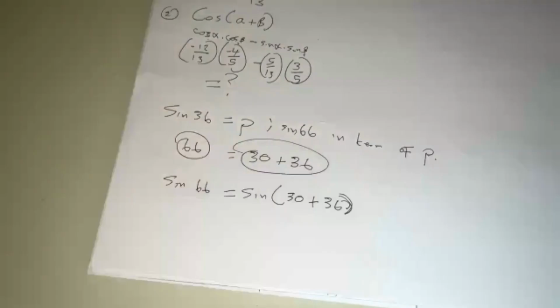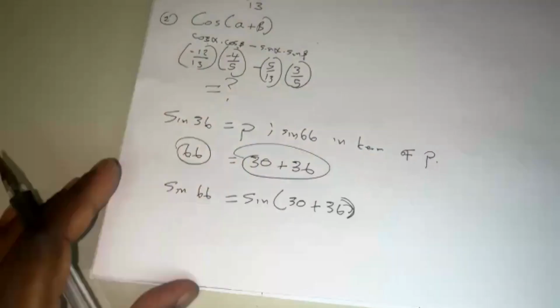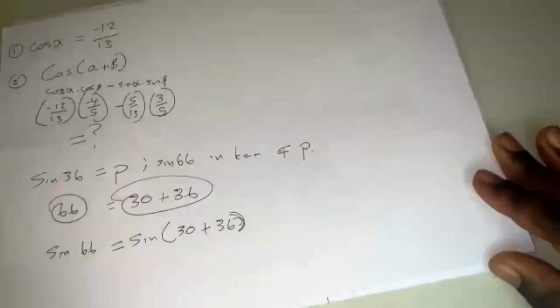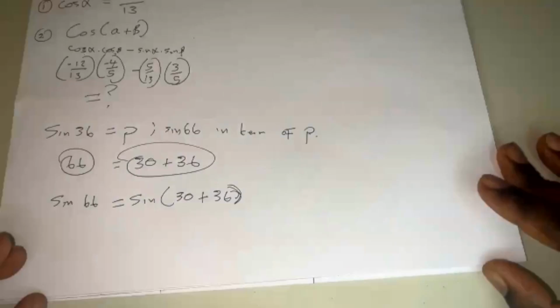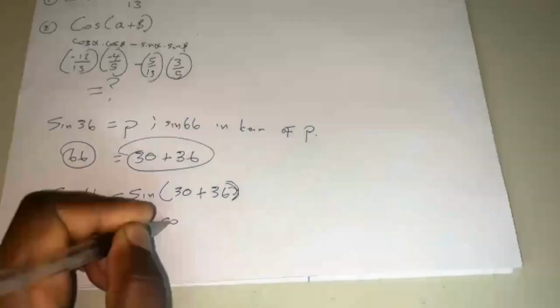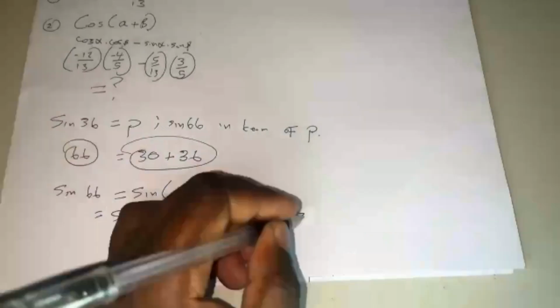You see, the only thing you need here is your brain, because there's nothing in your formula sheet that will help you if you just look at the formula sheet without understanding, using the concept and the principles of what you learned from your teachers at school. So this is the identity of a compound angle, which is equal to sine 30 multiplied by cos 36 plus cos 30 multiplied by sine 36. Sine 30, a special angle, is 1 over 2.